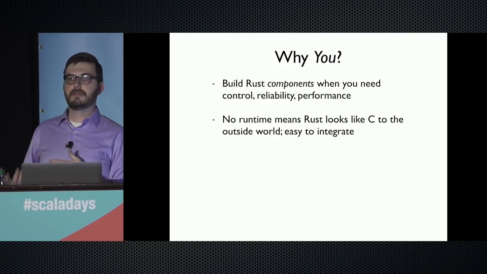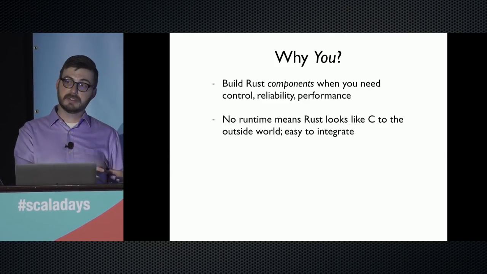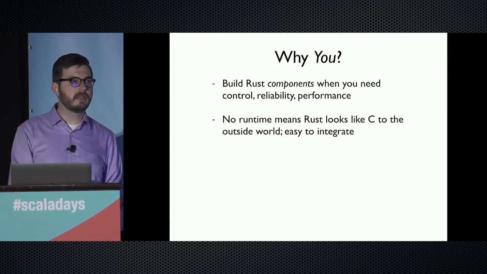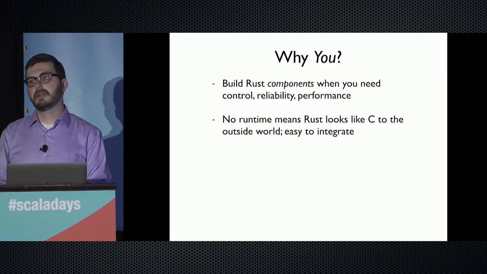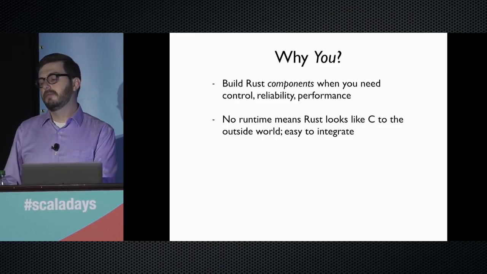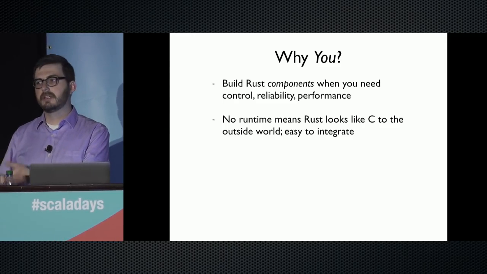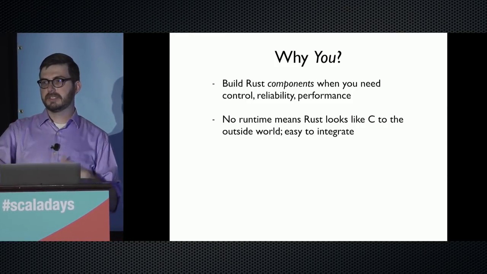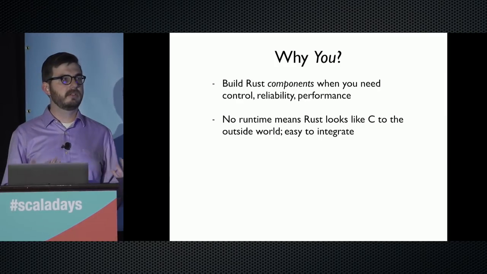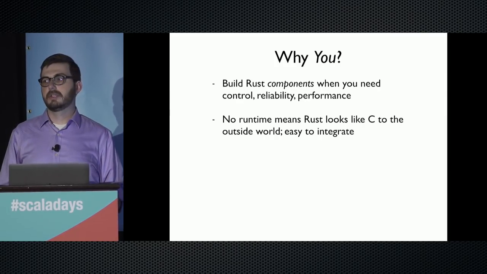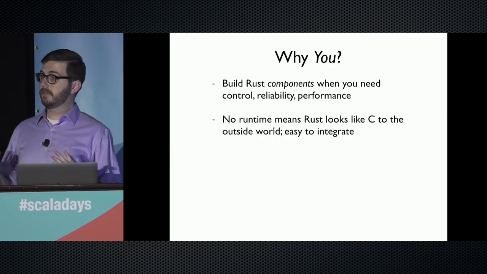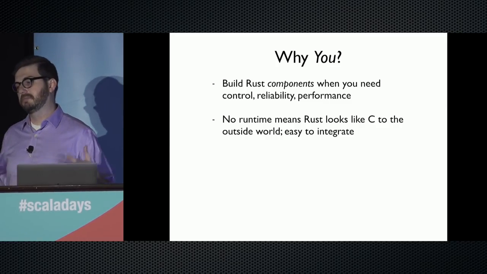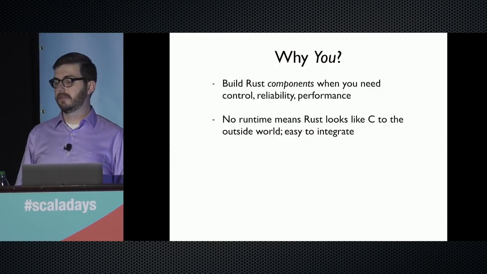So what Rust can offer to you is the ability to write components, critical components, where you need low-level control, or you need high reliability, or you need high performance. You can write those components in Rust. Rust doesn't have a runtime system, doesn't have a garbage collector. It's very easy to use Rust together with other languages. It looks just like C to the outside world, so you can call it easily from Scala as well. So the message is, use the right tool for the job. Rust is a new tool for certain kinds of programming, and you can bring it together with other work that you're doing in Scala and other languages.